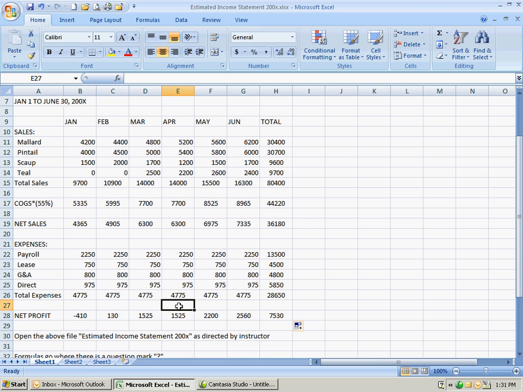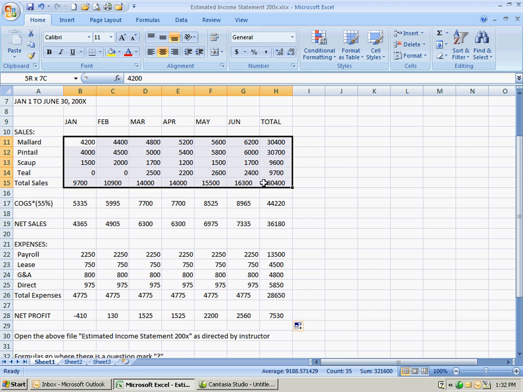Now, of course, that's basically, as far as number crunching, you're done. The rest of what we're going to do is to make it look nicer. So let's begin doing that. And it's part of your grade. People want to see nice numbers.